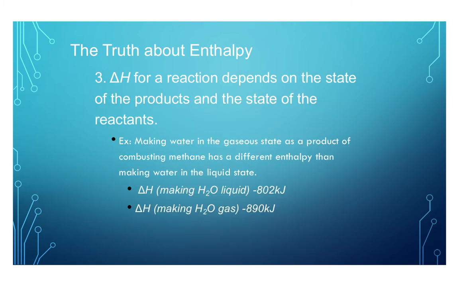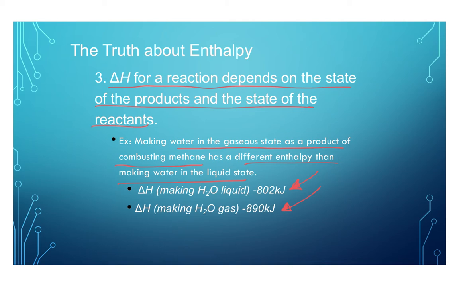The third thing to know about enthalpy of reaction is delta H for a reaction depends upon the state of the products and the state of the reactants. So in other words, if we were going to make water in the gaseous state as a product of combusting methane, that's going to have a different enthalpy than making water in the liquid state. In a liquid state, we would get a delta H of negative 802 kilojoules, whereas making a water vapor would give us negative 890 kilojoules.